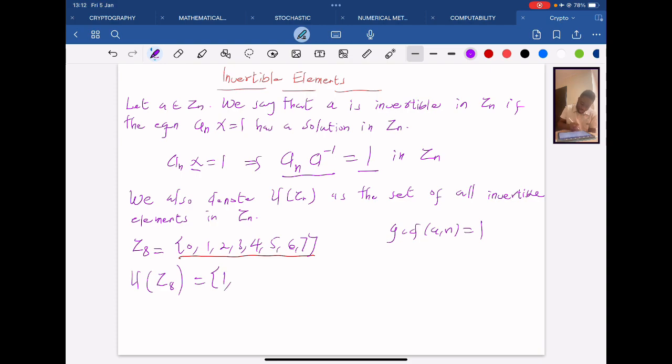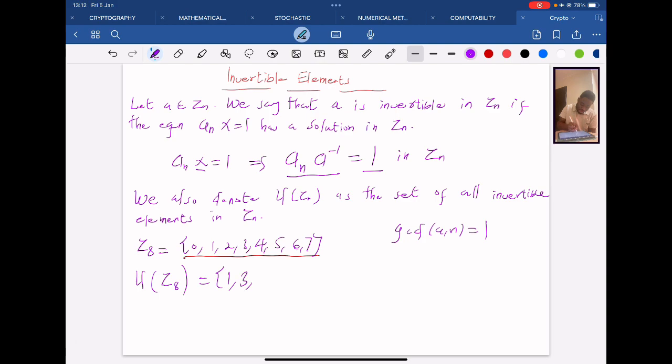So we can list 1. 2 and 8, is the GCD of 2 and 8 1? No, so we don't consider that. 3 and 8, yes, because their GCD is 1. 4 and 8, no. 5 and 8, yes. 6 and 8, no. 7 and 8, okay. So now these are the invertible elements of Z8. So Z8 is from 0 to 7, but its invertible elements are 1, 3, 5, 7.